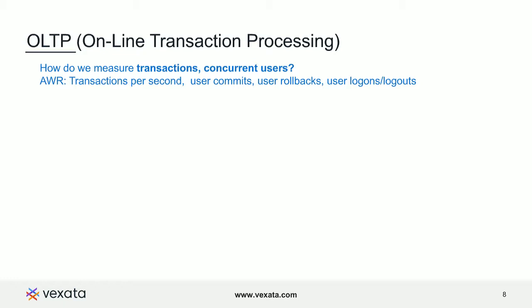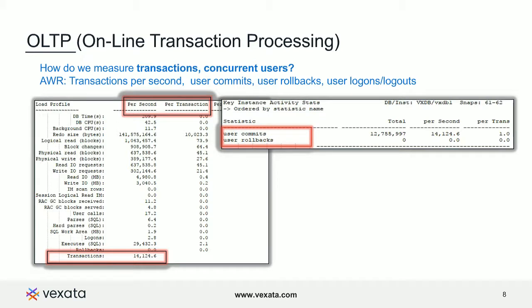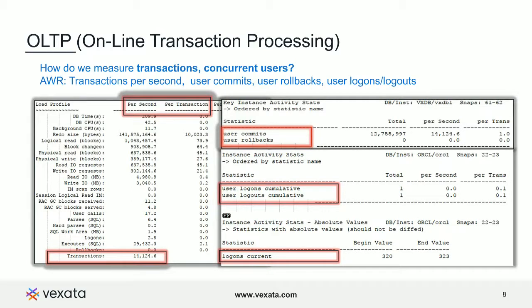So, how do we measure transactions and concurrent users within Oracle? If you take Oracle AWR, AWR stands for Automatic Workload Repository, you could measure transactions and concurrent users in various ways. The load profile section and instance activity stats show transactions in two different ways. In the load profile section, you can see transactions per second, and in instance activity stats, you can see transactions by commits or rollbacks. In Oracle, a transaction is measured by either commit or rollback. In the same instance activity stats, concurrent users can be measured by logons or logouts.